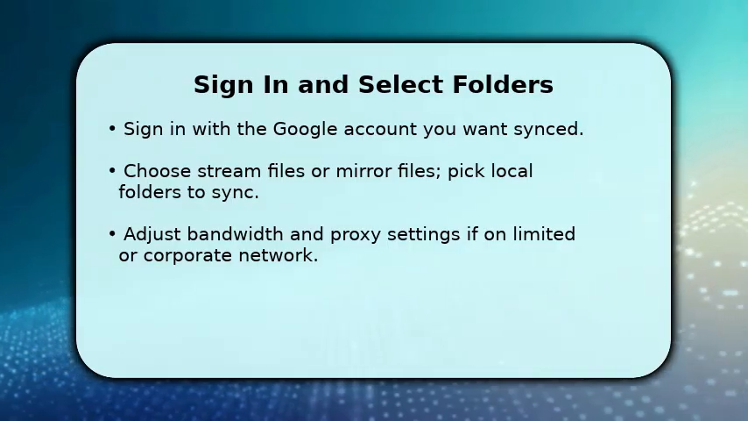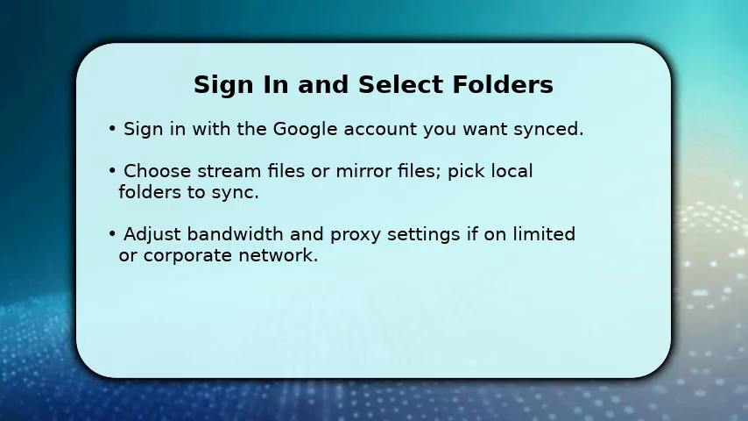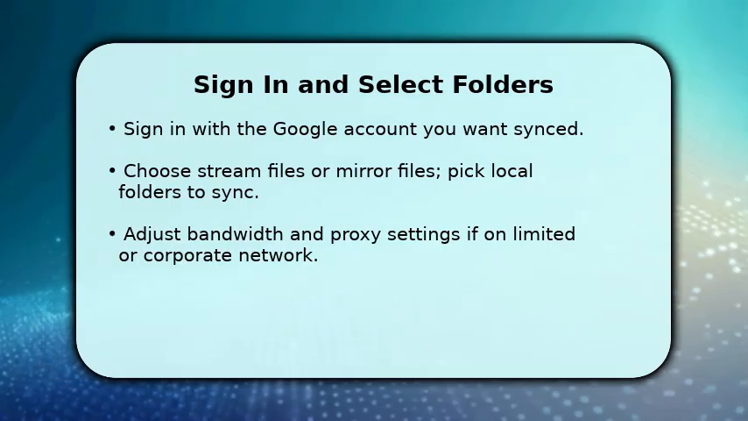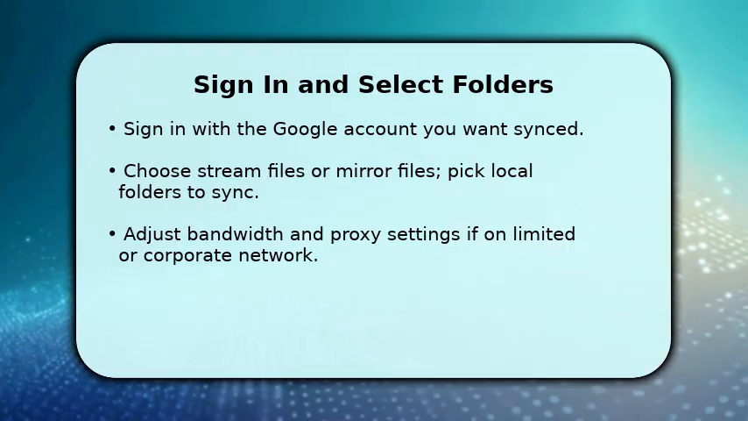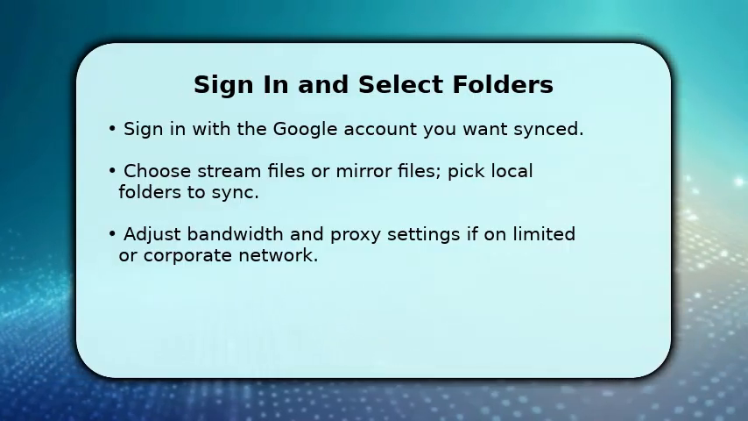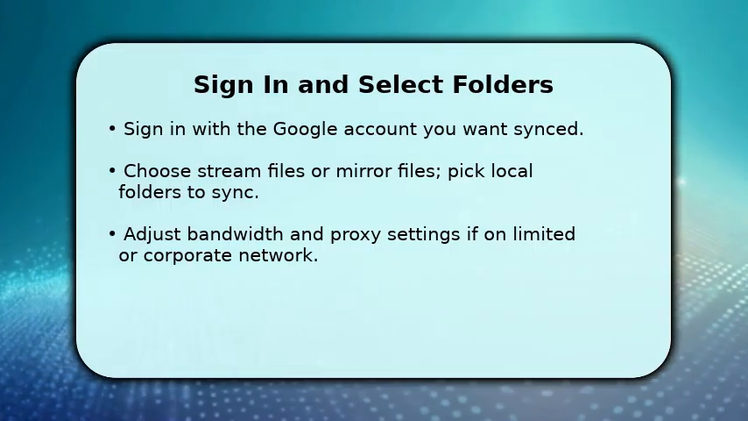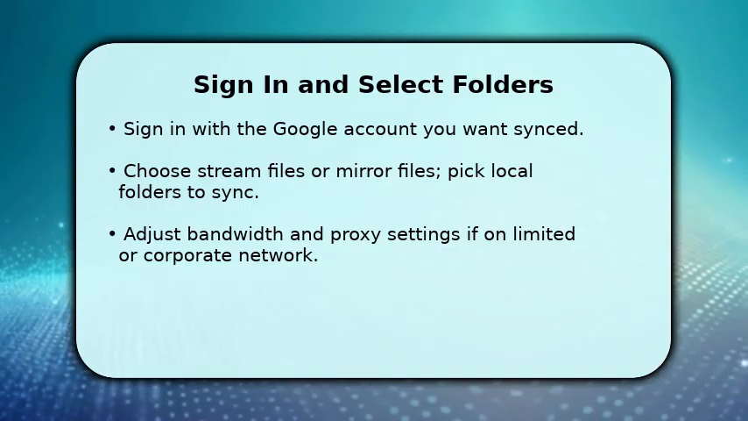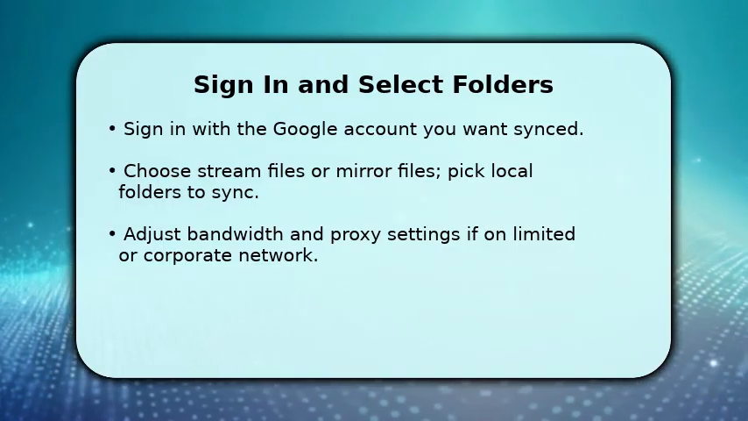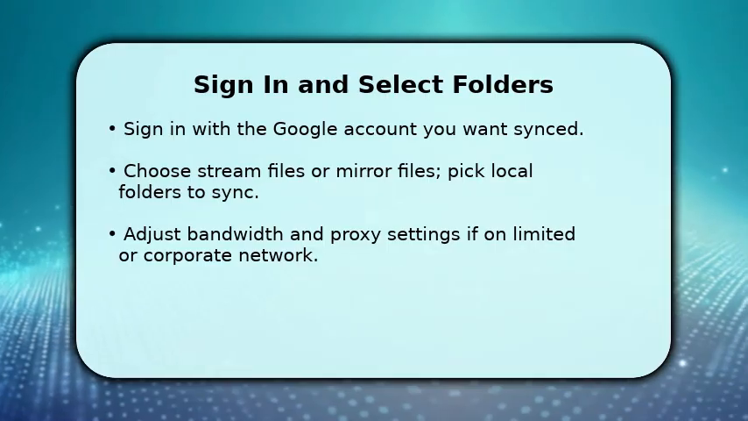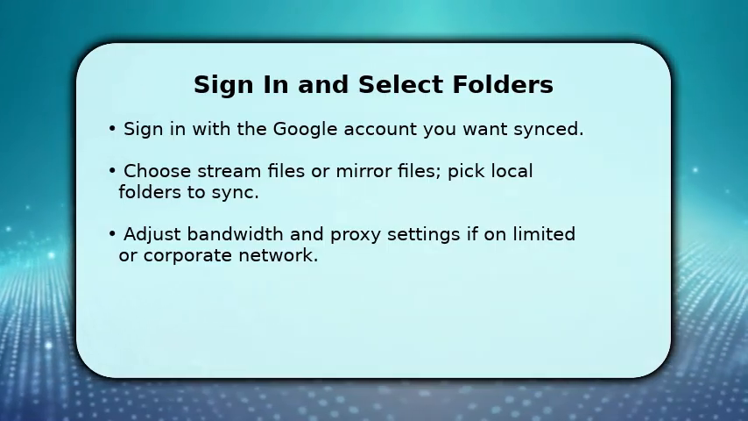Next, choose Stream Files to save disk space or Mirror Files to keep full copies locally. Pick based on storage and offline needs. Then select specific My Drive or folder locations to sync and set bandwidth limits if you're on a metered connection. If you're behind a proxy or VPN, configure those settings now so syncing will work uninterrupted.